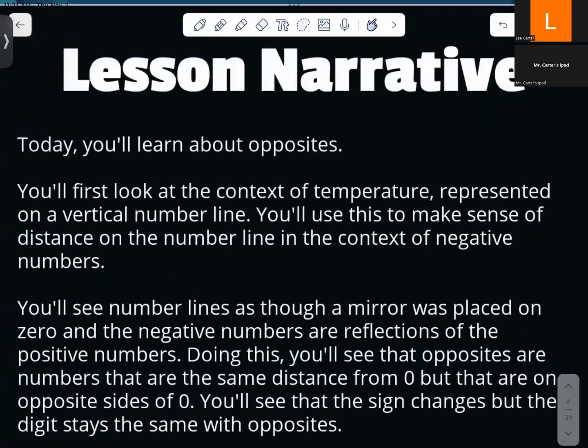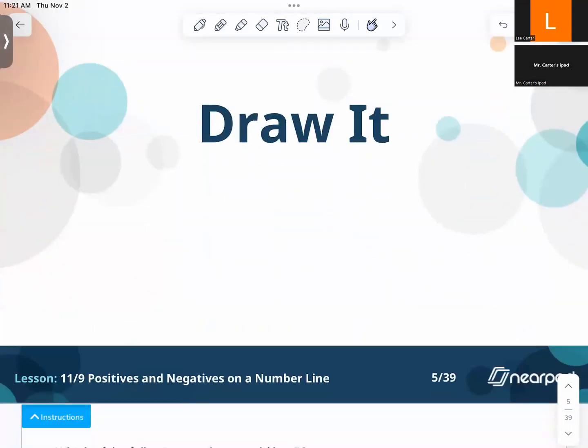All right, so we're going to learn about opposites. So we're going to look at temperature, and we're going to primarily do temperatures on vertical number lines, meaning up and down. Then we'll also be working on some on horizontal number lines too. And we'll look at kind of mirror images to help you see that the distance from zero on opposite sides of zero is a positive amount. It's like how far you are, just that you're on the negative side, right?